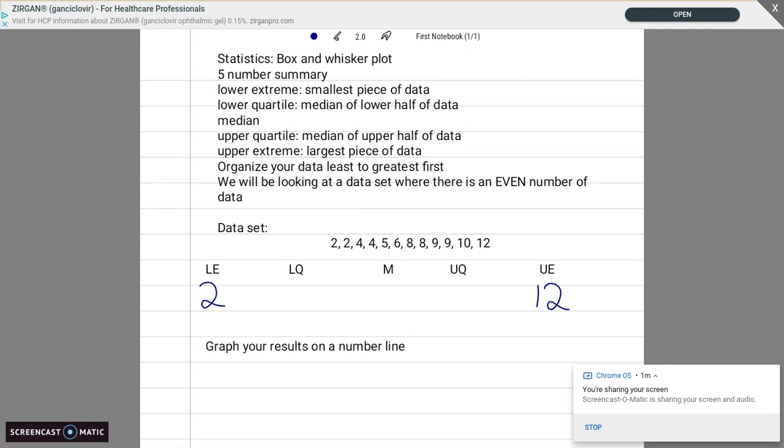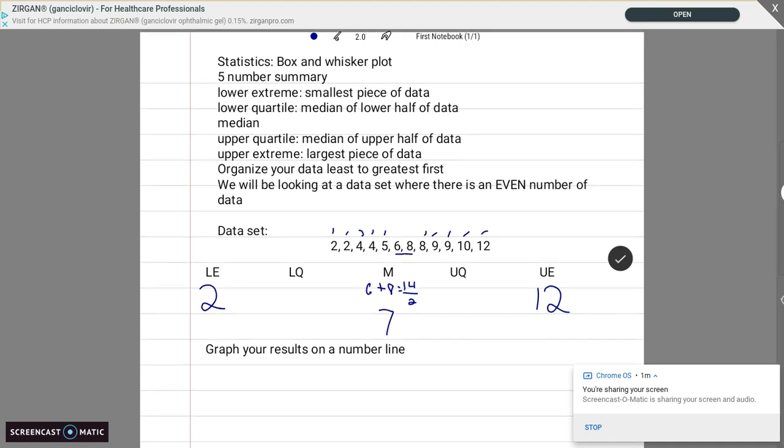So now we have to find our median. I'm going to use small dots above the numbers so we don't cross them out, so we can still see them. You're going to start by crossing out one number on each side as such until you get to the middle. In this case, it's going to be 6 and 8. You're going to take the average of those two numbers. So 6 plus 8 gives you 14. Divide that by 2. So my median is 7.